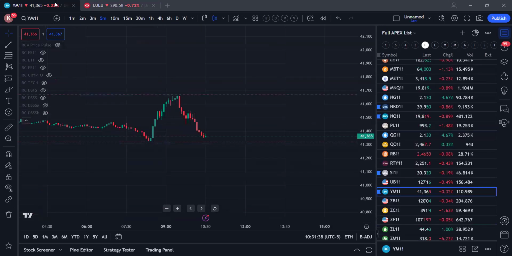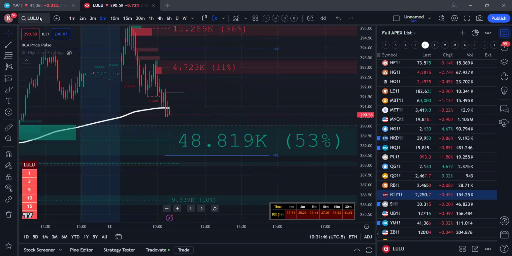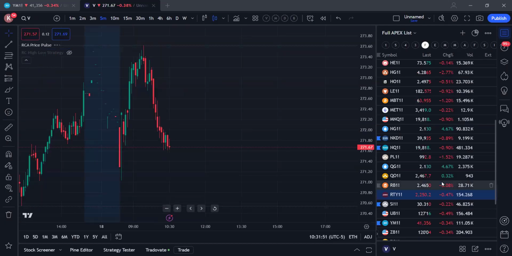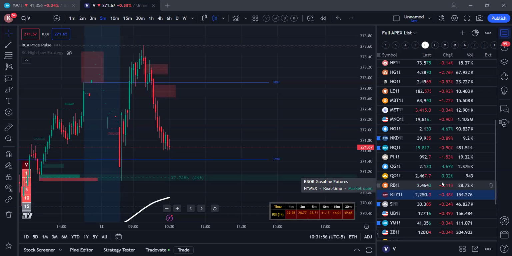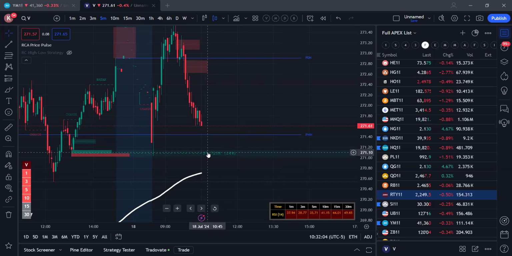The same way, what is the other opportunity? There is V and MDB. Okay, now let's go to V. So you have this, your strong support, $271. As of now, it is at 271.5. But if price comes to this 271.05, that is a strong opportunity.